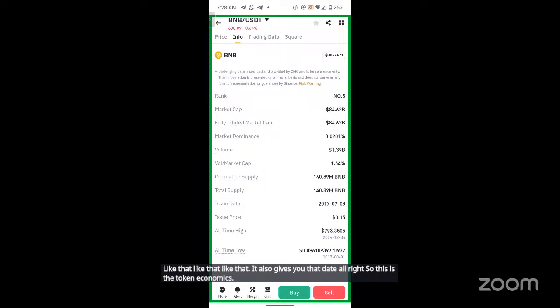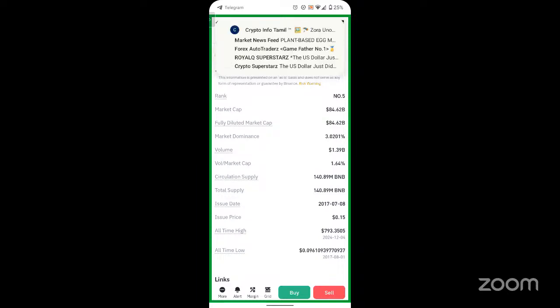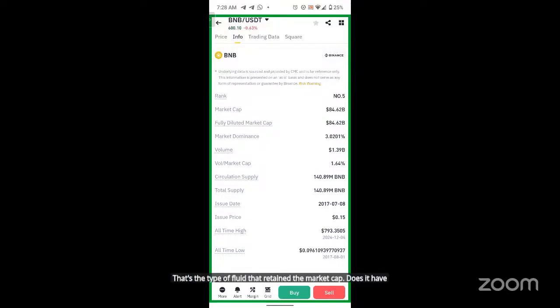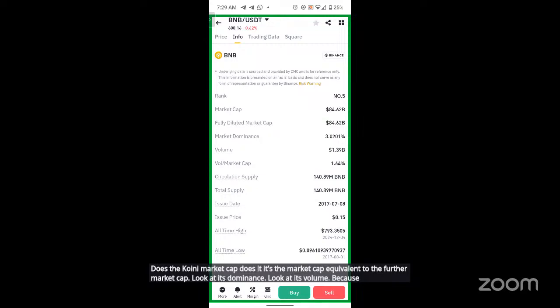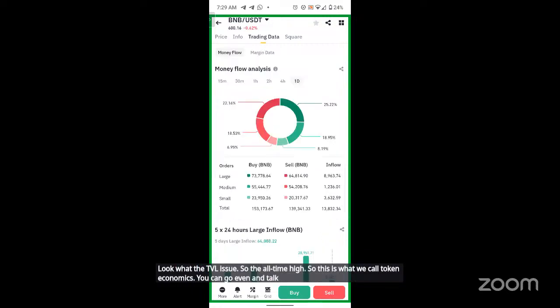So when you want to trade a coin, study it like we have studied BNB. Check its ranking and its market cap. Does it have a fully diluted market cap? Does it have a saturating supply? Is the saturating supply equal to the total supply? Then it has a maximum supply. Is the market cap equivalent to the fully diluted market cap? Look at its dominance, look at its volume, because we trade the volume. Look at the circulating supply, look at the TVL ratio, and the all-time high with its date. This is what we call token economics. You can even go and talk about the trading data of a coin. Trading data will show the money inflow.